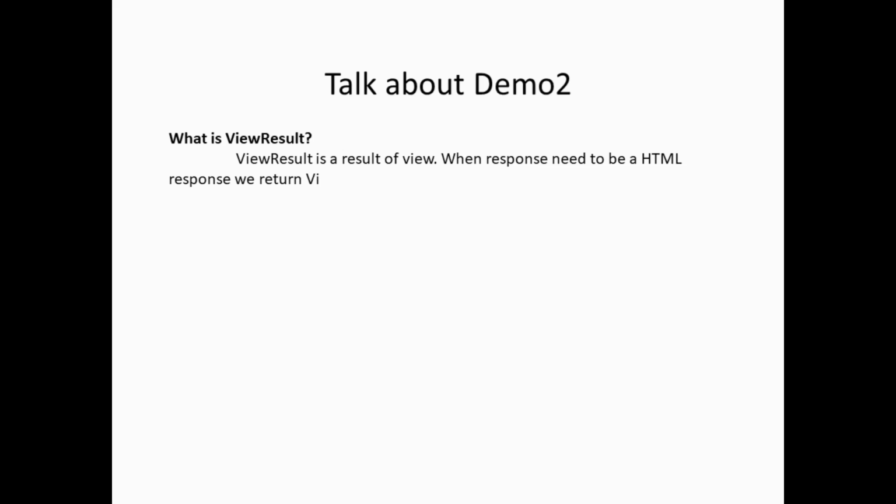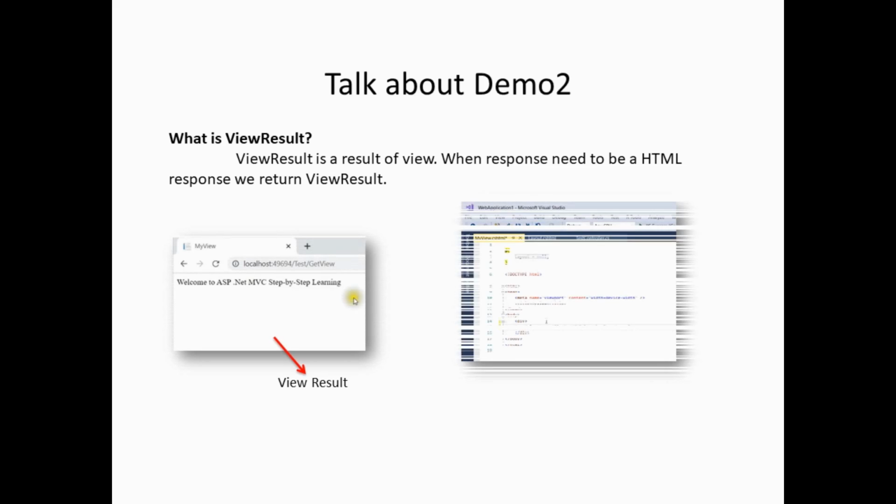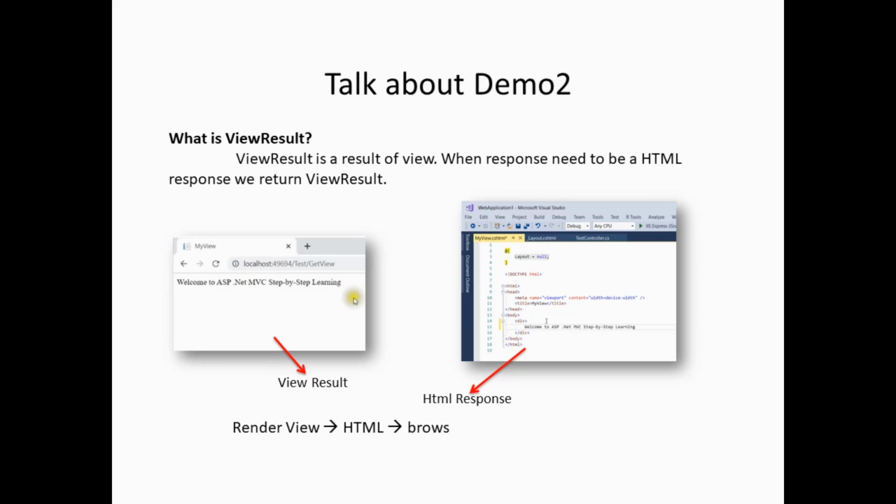Next, what is a ViewResult? ViewResult is a result of a view. When the response needs to be an HTML response, we return a ViewResult. The View function creates a ViewResult object which will render the view to the response. Render view means creating pure HTML which the browser can understand and display.